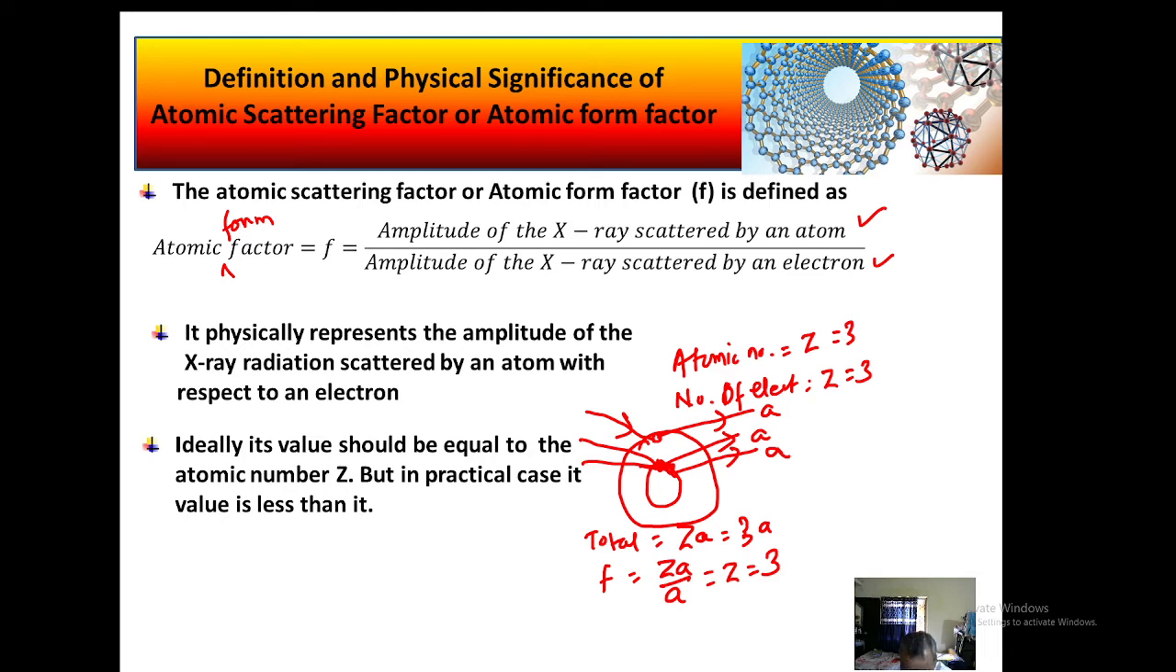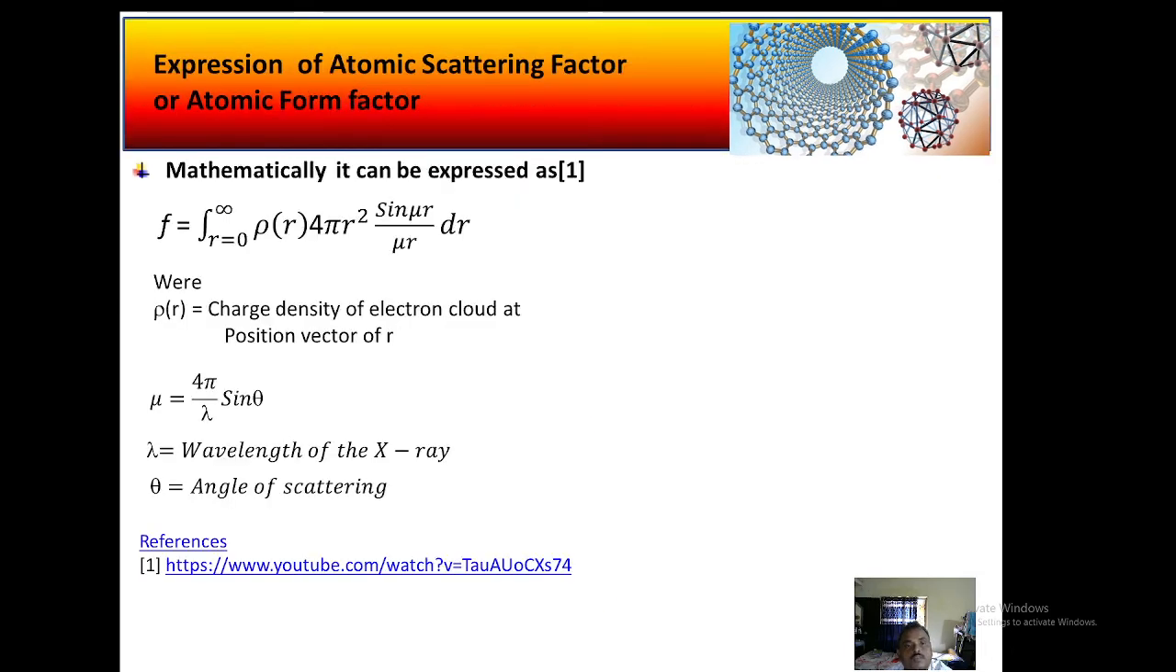Now let us come to the expression of this. Mathematically this can be expressed by this integration with respect to the position r, whose values can be represented from 0 to infinity. Let me give this equation number 1. It contains certain parameters like rho r, where rho r is the charge density of the electron cloud at position vector r. And here theta is the angle of scattering, or better, you can write the glancing angle.